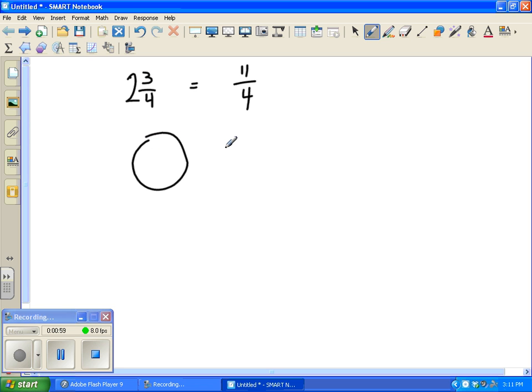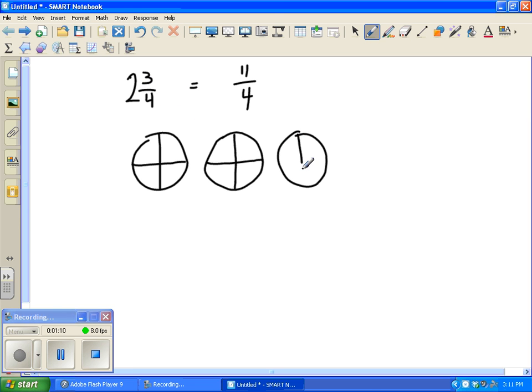If we do 2 whole circles, and those circles are divided into fourths, I can tell because when I get around to my fraction, it wants to also be in fourths, and I color in 3 of those. On these others, I get to color everything in. Got 2 wholes colored in, 2 whole circles, and 3/4 of another circle.